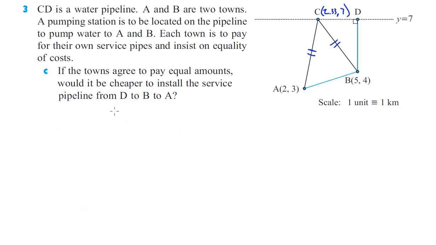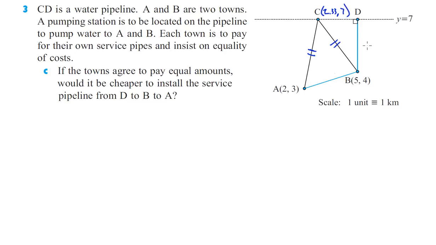3C. If the towns agree to pay equal amounts, would it be cheaper to install the service pipeline from D to B to A? So they're saying from here to here to here. They're basically saying the two towns are going to split up the total cost. So we have to figure out if this length from here to here is longer or shorter than these lengths together here.